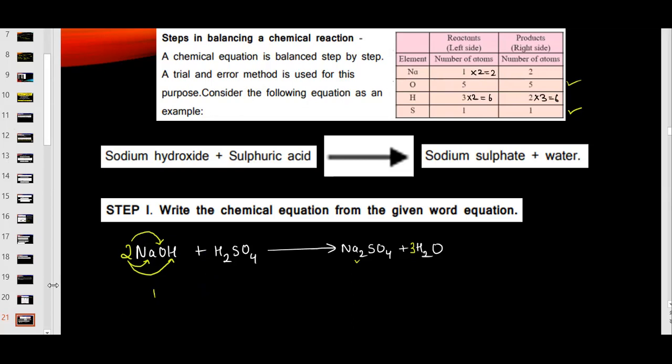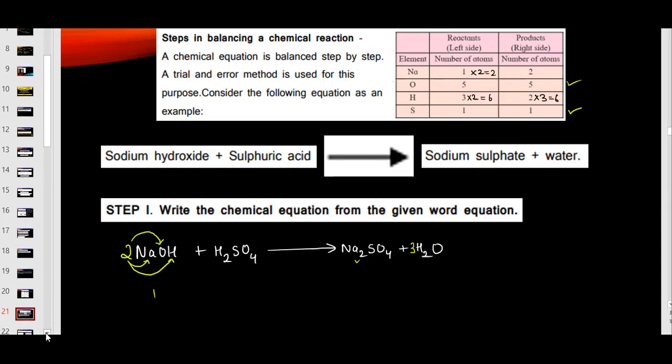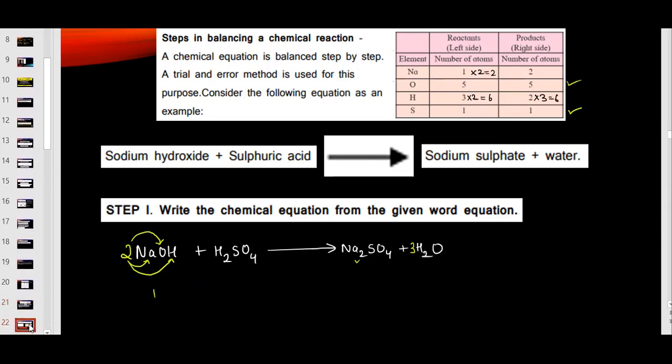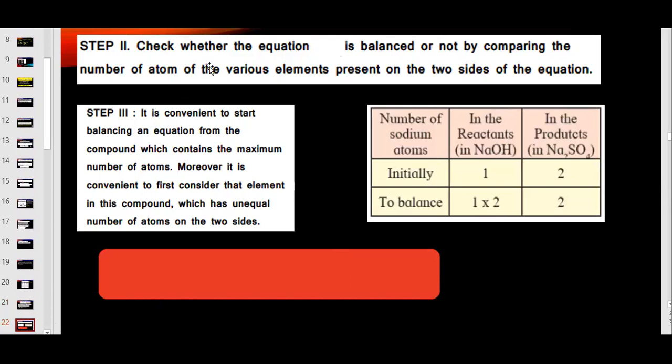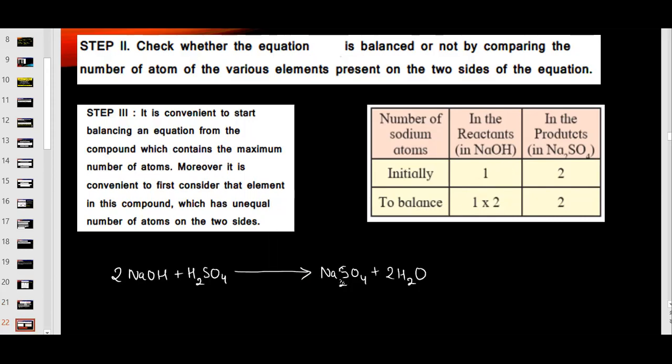So let us try to balance this equation. Step 1: check whether the equation is balanced or not, which we did by comparing the number of atoms of various elements present on the two sides of the equation. Step 2: it is convenient to start balancing the equation from the compound which contains the maximum number of atoms. So this table is from that only. What we saw here, NaOH. Now let us see the reactant.